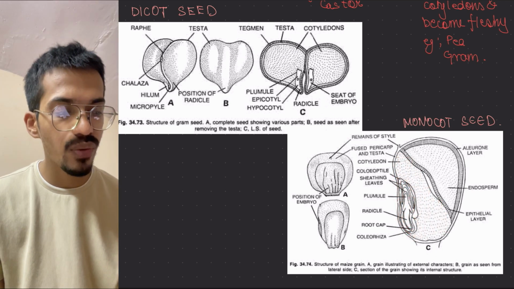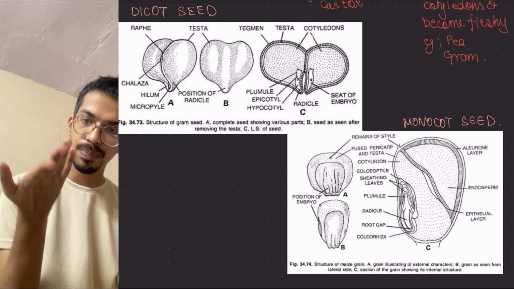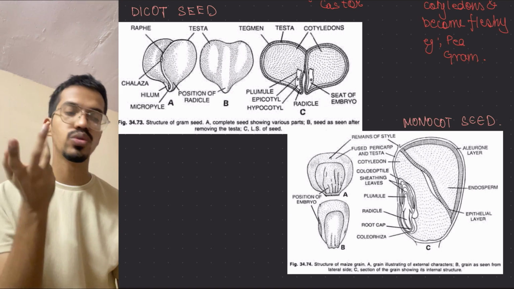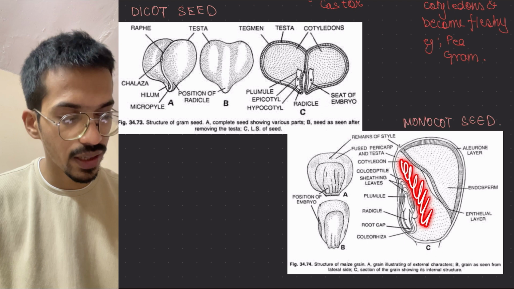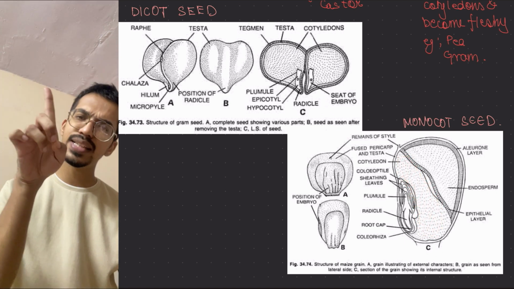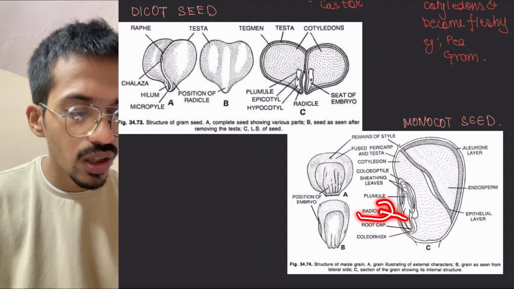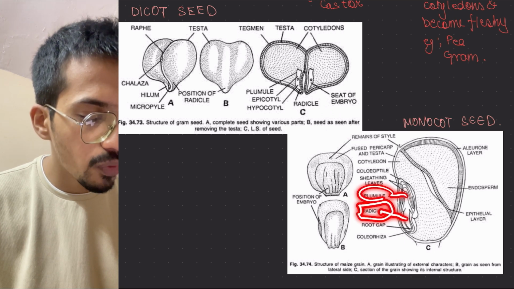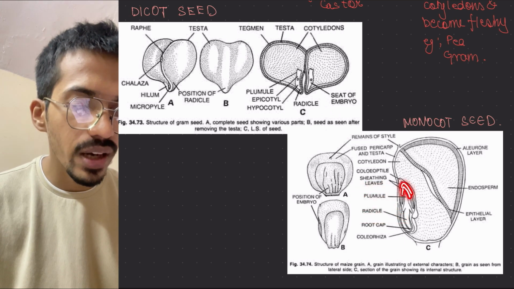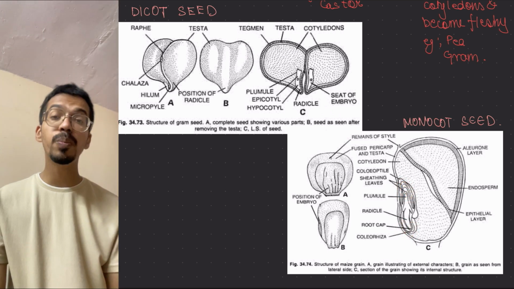So the embryo will have an epicotyl and a hypocotyl, which is closer to the cotyledon. This part is the cotyledon. It has a single one, so we call it monocot. Now it has a radicle, which will form the root part. It has a plumule, which will form the shoot part. Along with that, it has certain extra coverings present to protect the embryo.